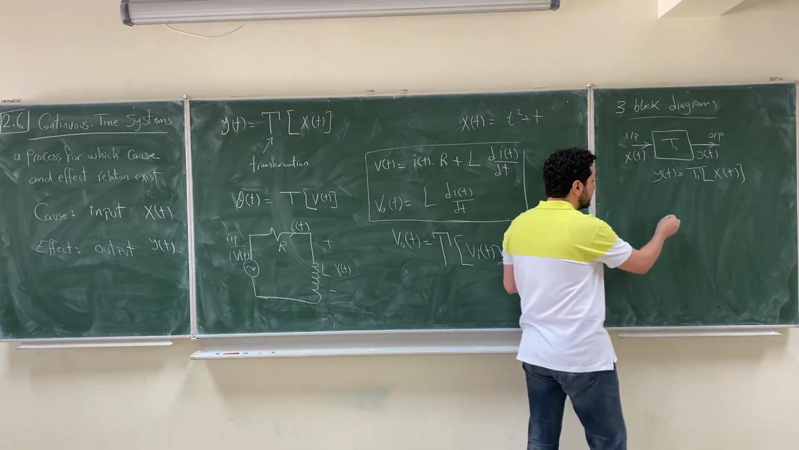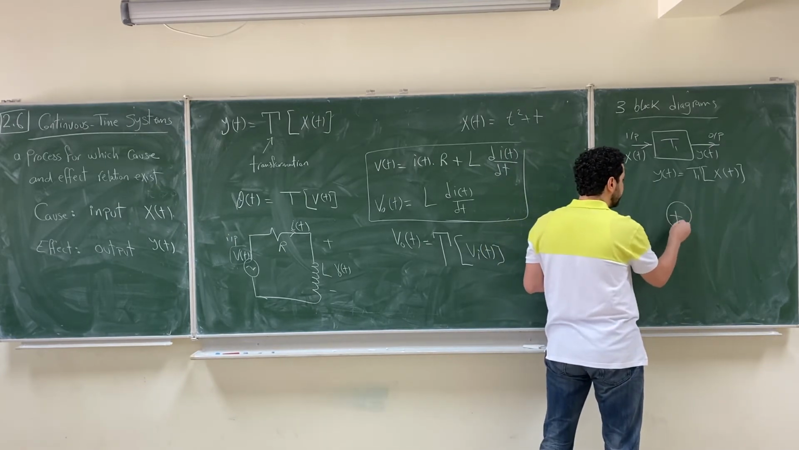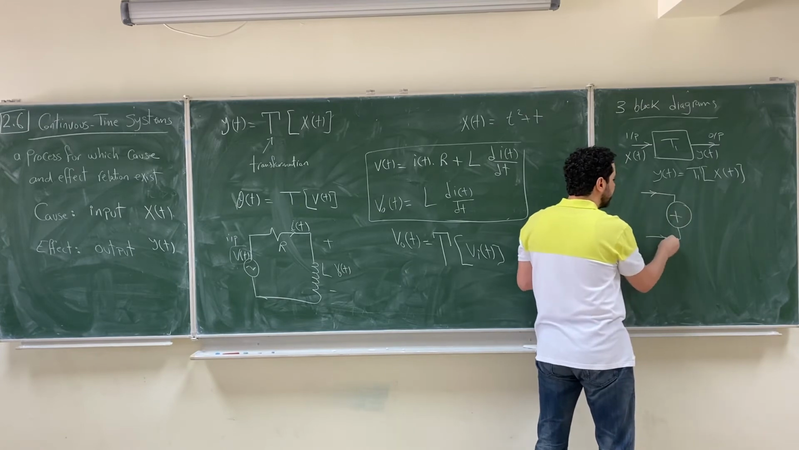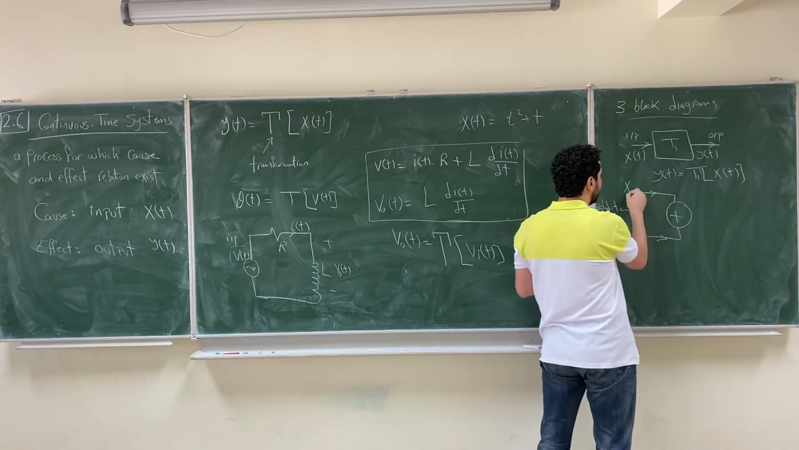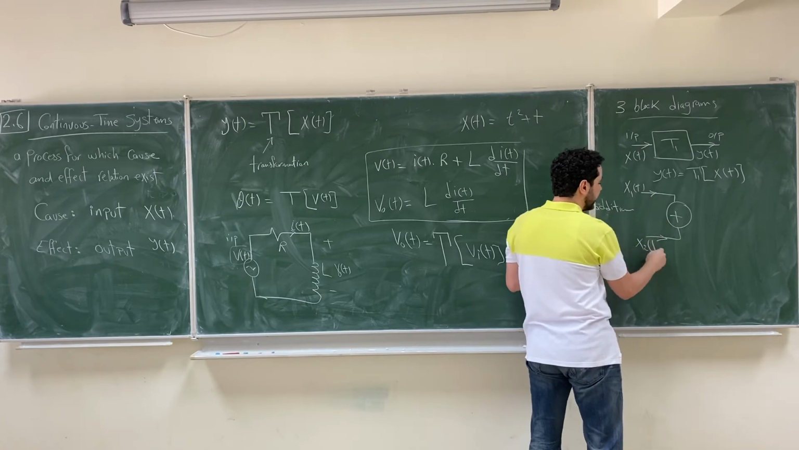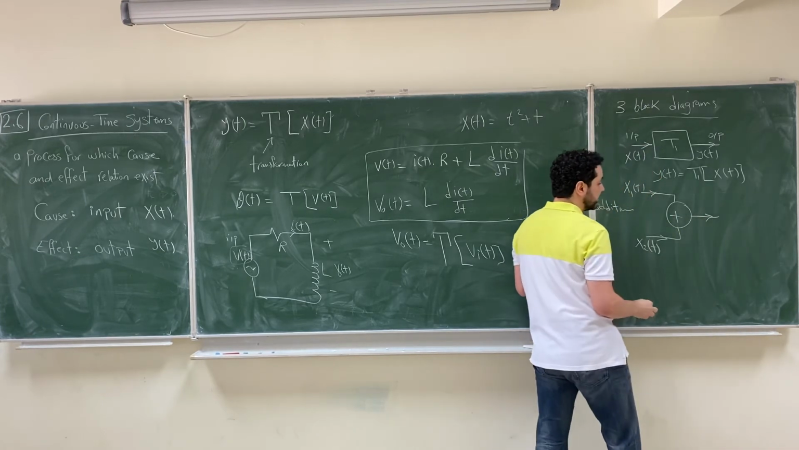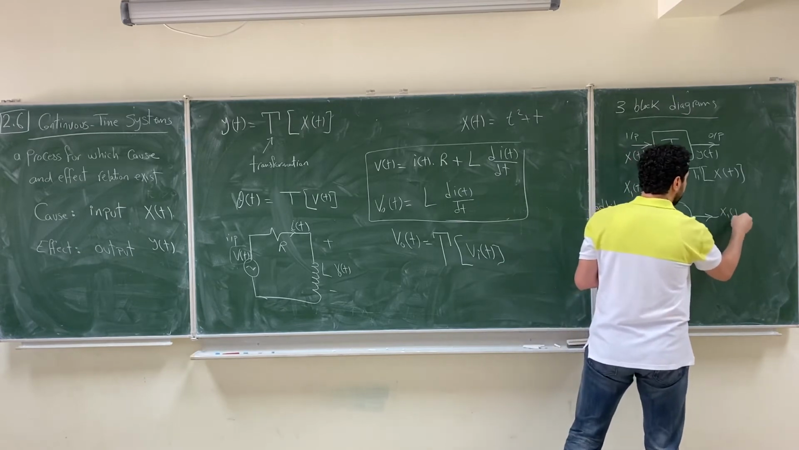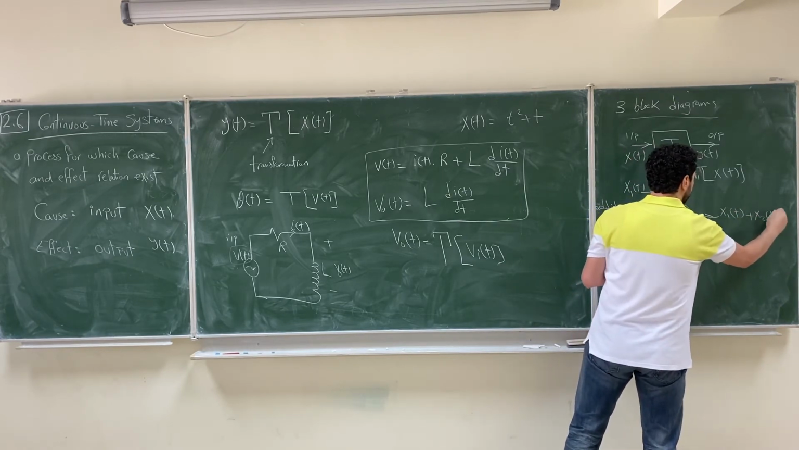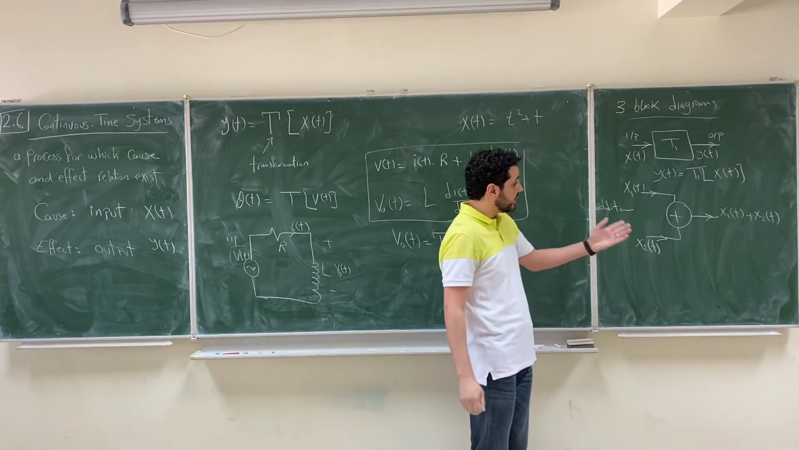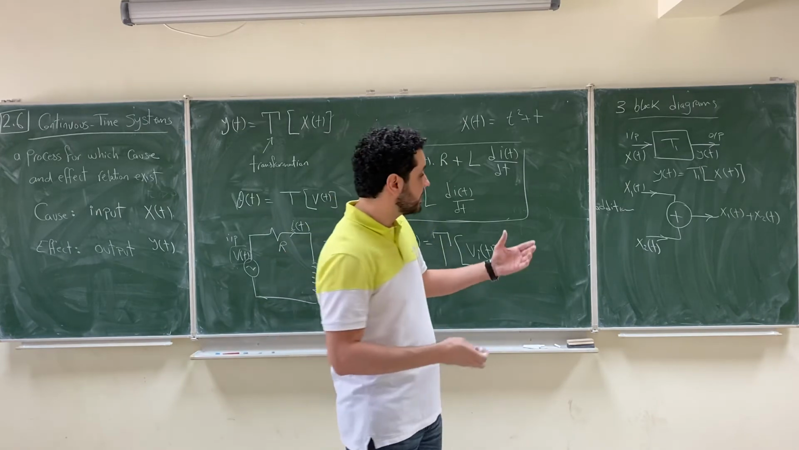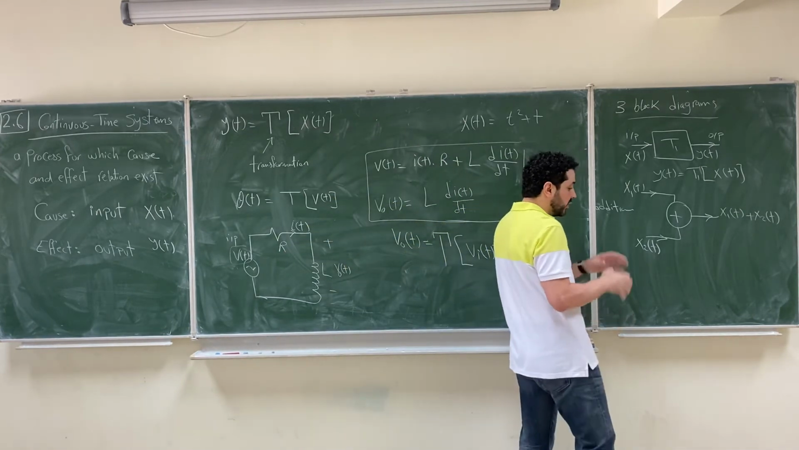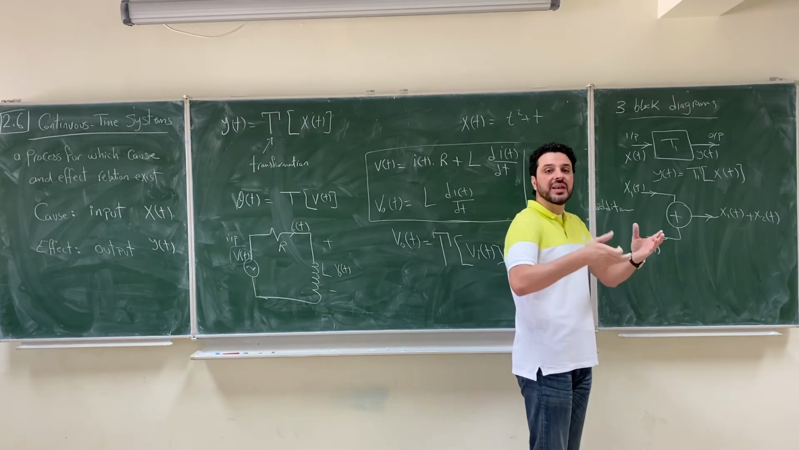Also we have a block which is the addition. This is the sum block or addition block. It adds signals. So if we have x1 of t here and x2 of t here, then the output of this addition block will be x1 of t plus x2 of t. This is the second important block to us, and it exists in practice. We can add signals in practice. That's why this block is a practical block. If we use it in a block diagram, you know that we can implement it in practice.